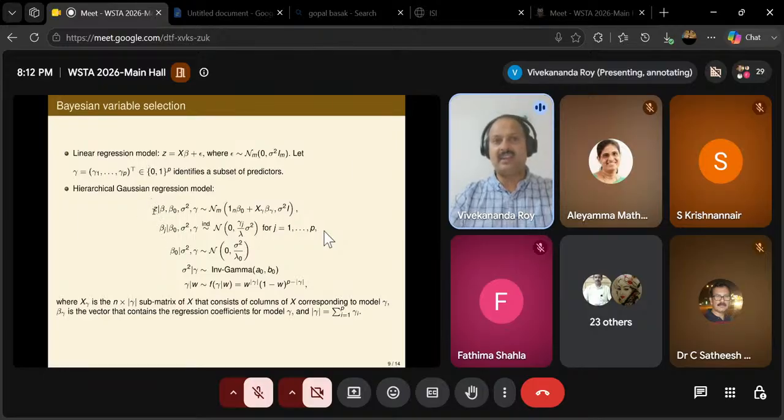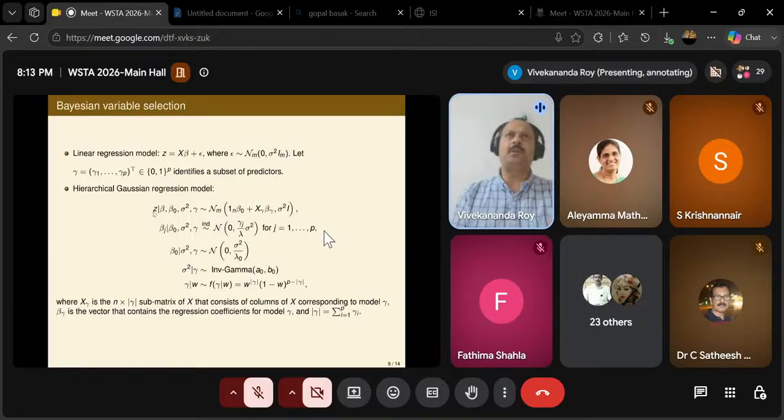The first line is basically z equal to x beta plus epsilon, but conditional on gamma. Given gamma, I know which variables are important, and those are the only variables included in the model. So we have x gamma beta gamma, where x is an n by p matrix and x gamma is an n by mod gamma matrix. Mod gamma is the number of variables which are important. And then on the beta j's, I put normal priors.